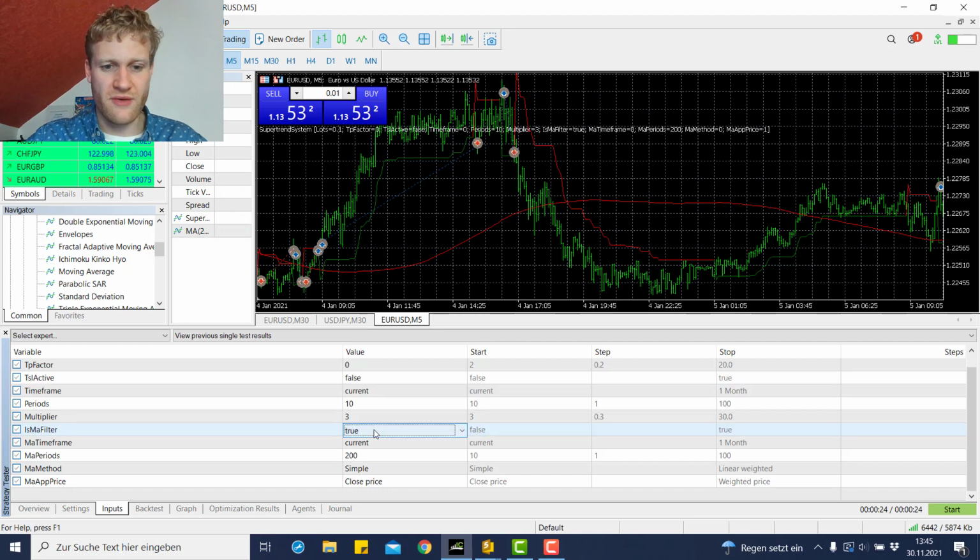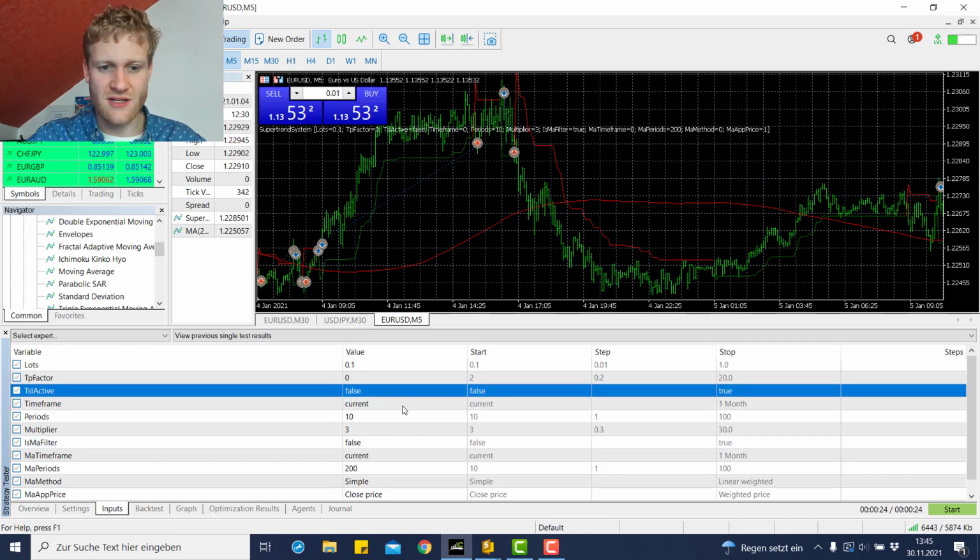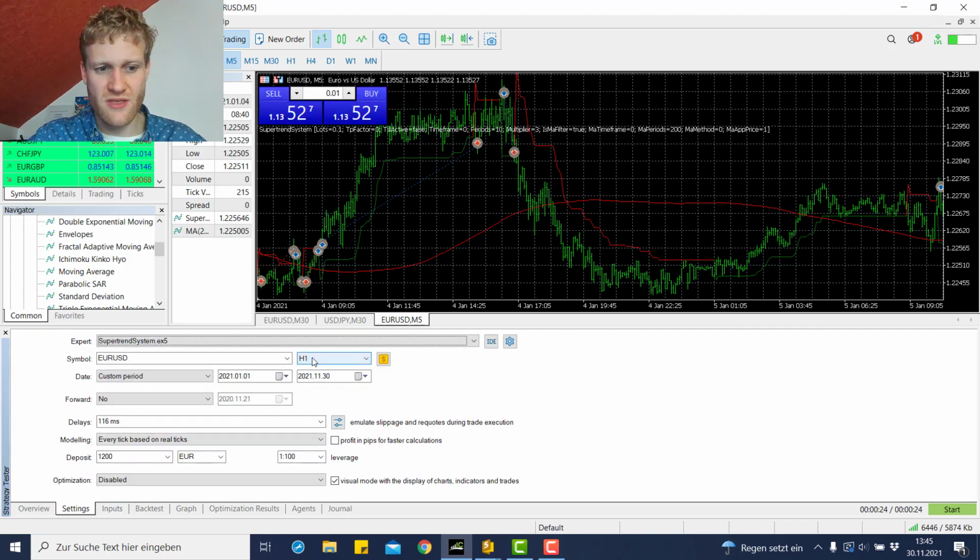So let's turn off the moving average filter again, and everything else will stay the same. But there's one difference. We now use the H1, so the 1 hour time frame.